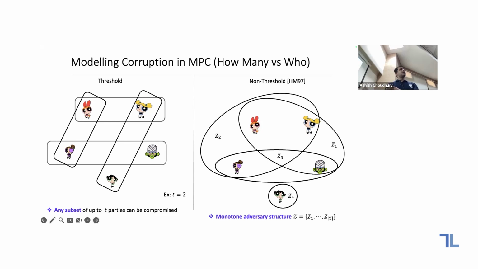Now you can see here that we are not putting any restriction on the size of the individual subsets Z1, Z2, Z3, Z4. They can be of different sizes. Unlike the threshold adversarial model, where you have various potential subsets of bad parties, each of size T, here we do not have any such restrictions. In some sense, this is a more generalized model, and a protocol for the threshold model automatically follows from a protocol for non-threshold MPC. So in this work, our focus is on the non-threshold corruption model.